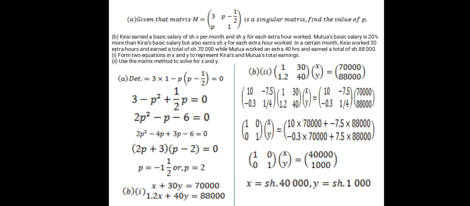Given that matrix M is equal to 3p, minus a half, p, 1 is a singular matrix, find the value of p.